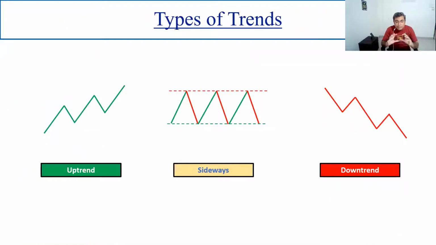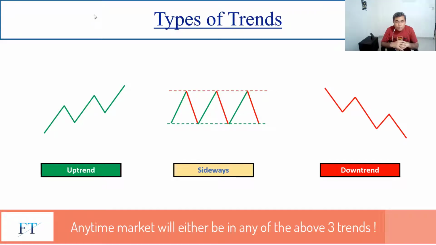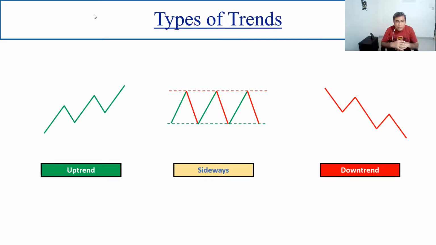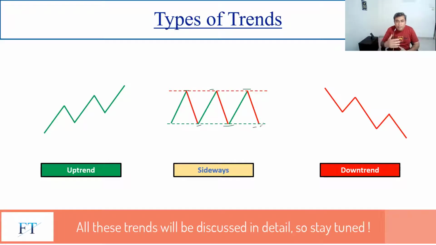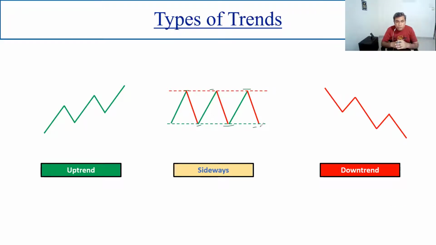Okay, so there are basically three types of trend. We have uptrend, then sideways trend, and then downtrend. At any point in time, the market will be in one of these three trends. As per the guideline that we have created for ourselves, a minimum of 3 touches is required at the resistance and support to make it a sideways movement. For the uptrend, it should have at least 2 higher highs and higher lows. And for a downtrend, it should have at least 2 lower highs and lower lows.